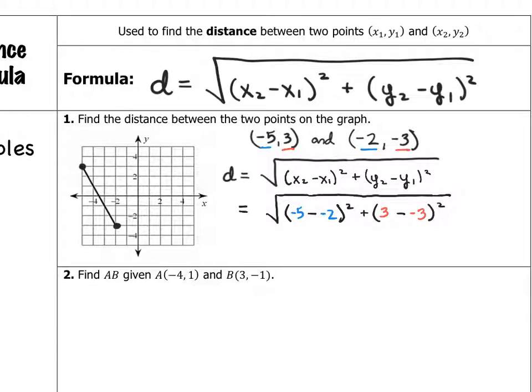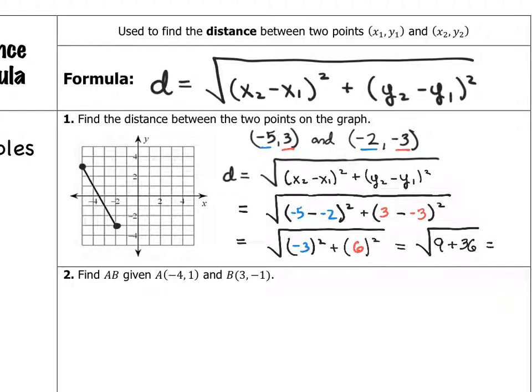So let's simplify what we have. I have the square root still of -5 minus -2. That is -3 squared, so I still need my parentheses there, plus 3 minus -3 is 6 squared. Now anytime we square a negative, we get a positive, so -3 squared is actually positive 9. So this is 9 plus 6 squared, which is 36, and we get the square root of 45. So that's the distance between the 2 points.